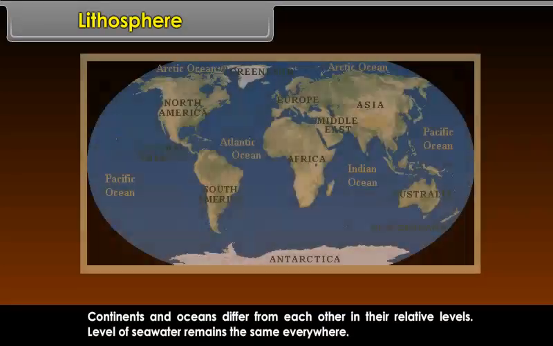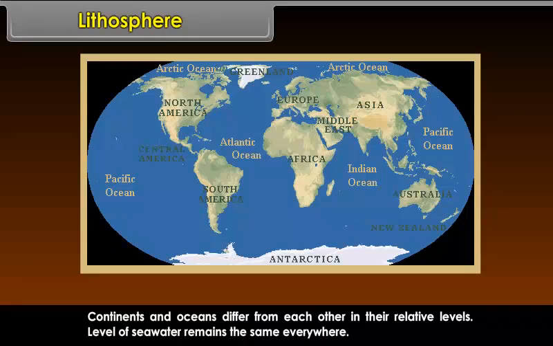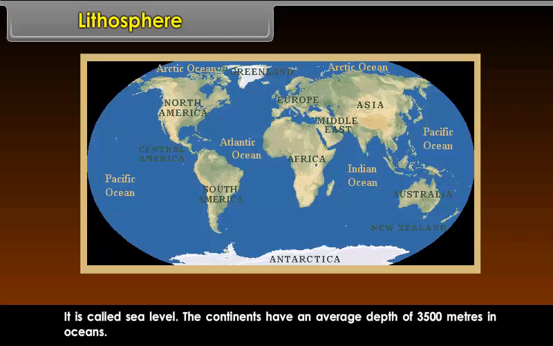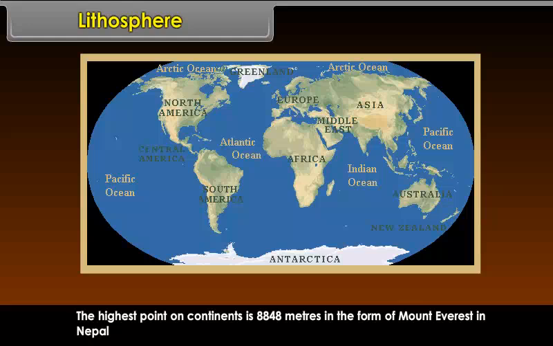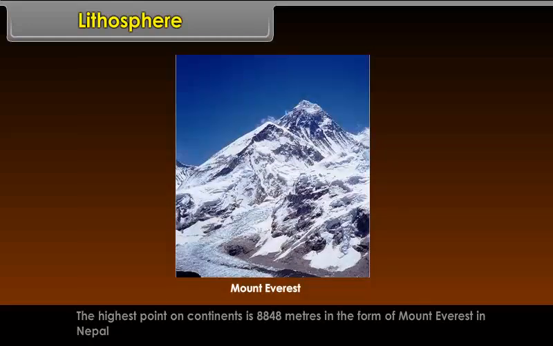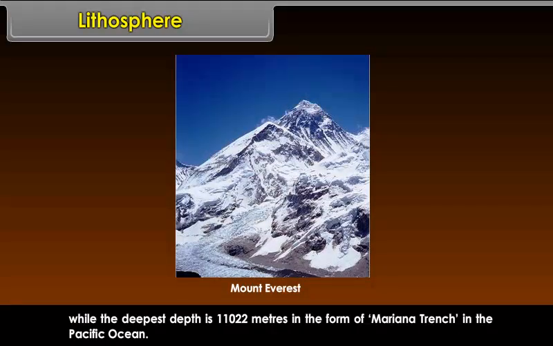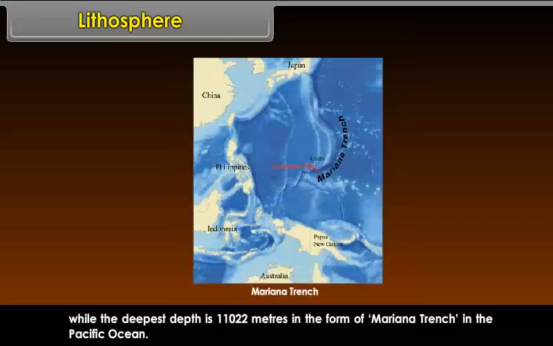Continents and oceans differ from each other in their relative levels. Level of seawater remains the same everywhere. It is called sea level. The continents have an average depth of 3,500 meters in oceans. The highest point on continents is 8,848 meters in the form of Mount Everest in Nepal, while the deepest depth is 11,022 meters in the form of Mariana Trench in the Pacific Ocean.